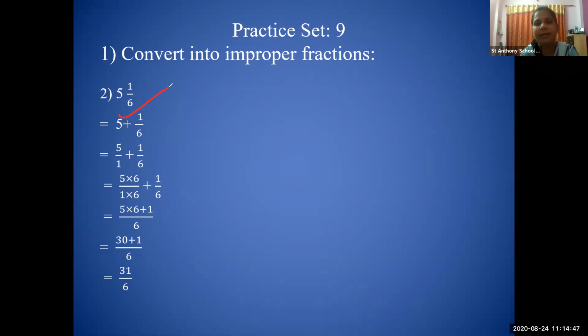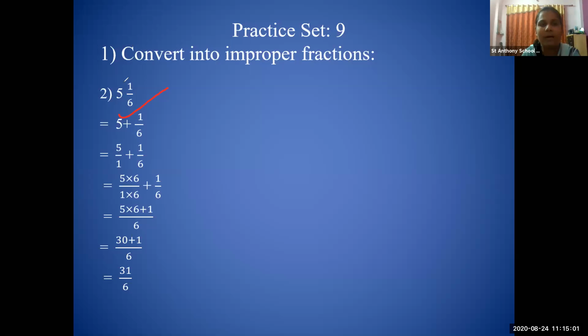Mixed fraction, correct. This is an example of a mixed fraction. Why is it an example of a mixed fraction? Because the integral part is there and the fractional part is also there. So that's why it is an example of a mixed fraction, correct.